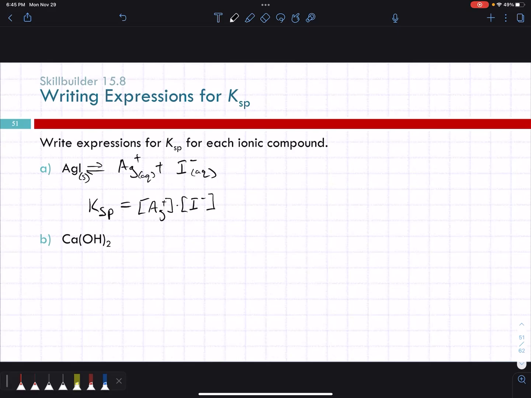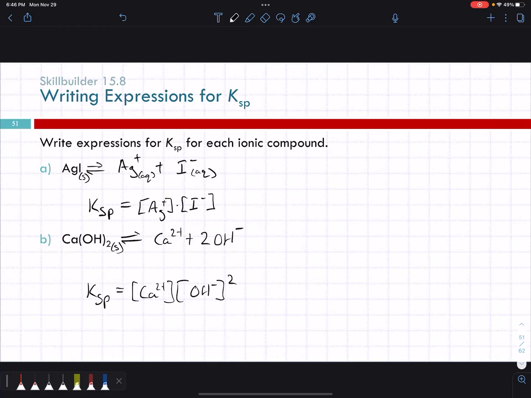Then for calcium hydroxide, again, we can just write our reaction arrow in here. This is a solid, and we're going to have calcium plus 2 hydroxide ions, because there are 2 hydroxides that are part of calcium hydroxide. So our Ksp then is going to be the concentration of calcium times the concentration of hydroxide squared.